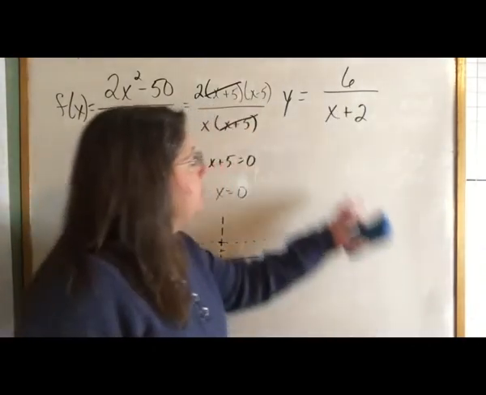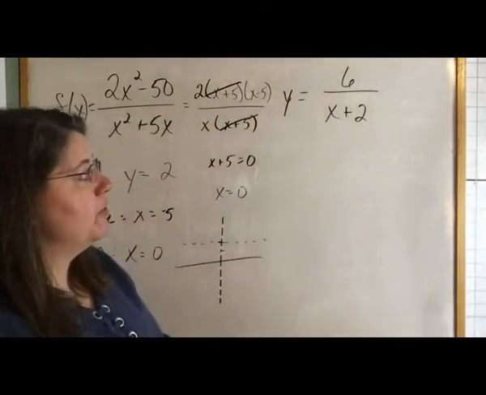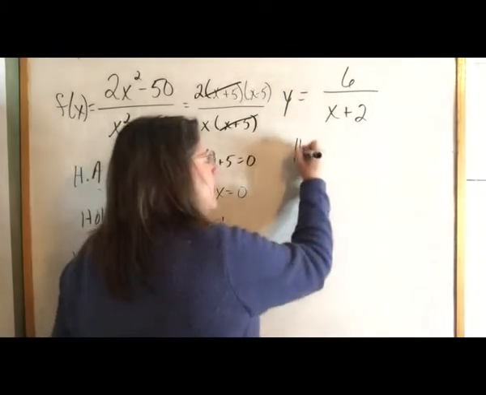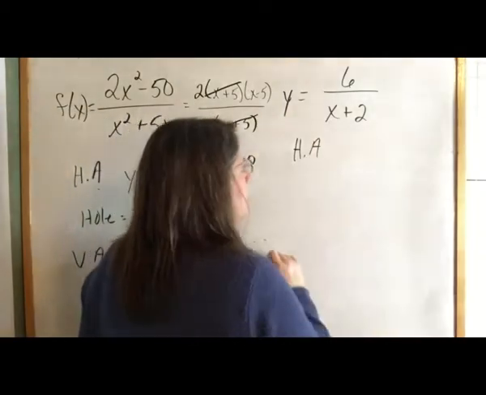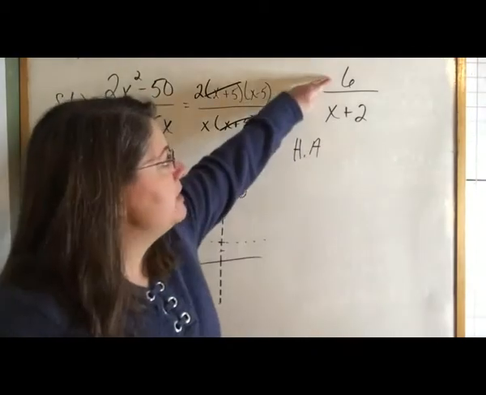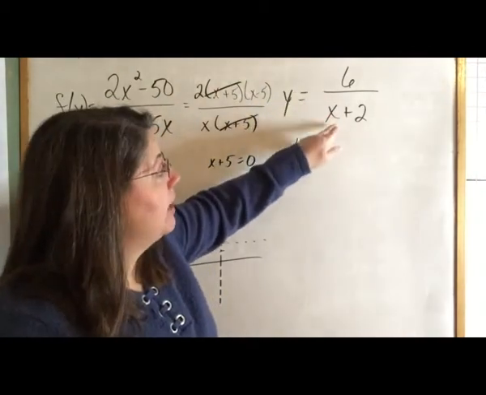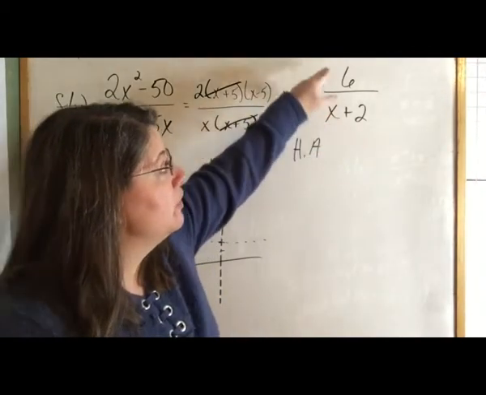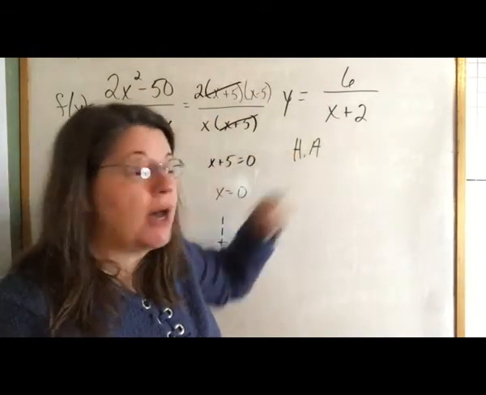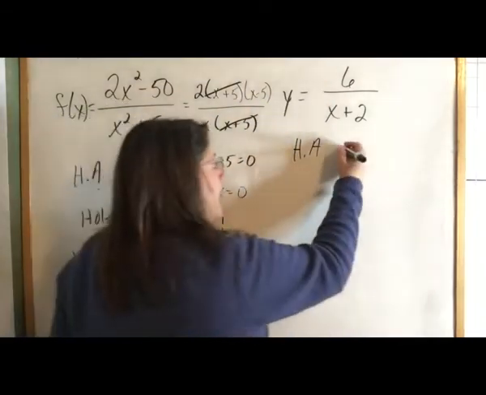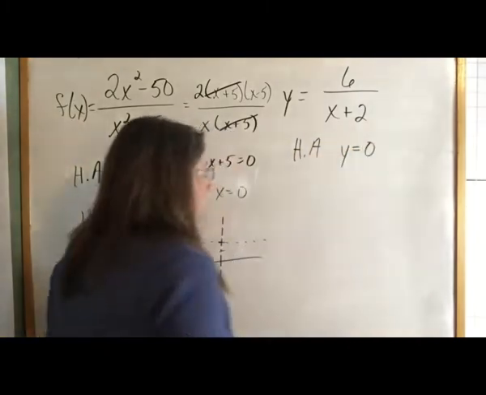In the next one, y equals 6 over x plus 2. The first thing I always do is find my horizontal asymptotes. Here, the degree of the top is 0. The degree of the bottom is 1. So the degree of the top is less than the bottom. So that means I'm going to have a horizontal asymptote at y equals 0.